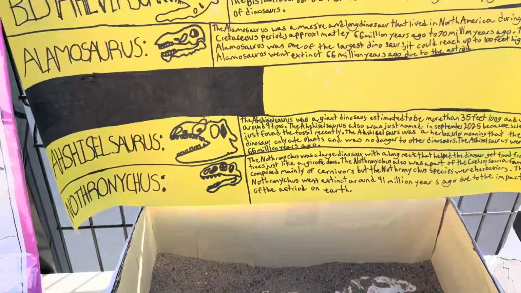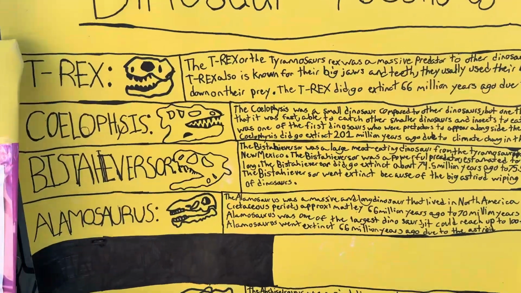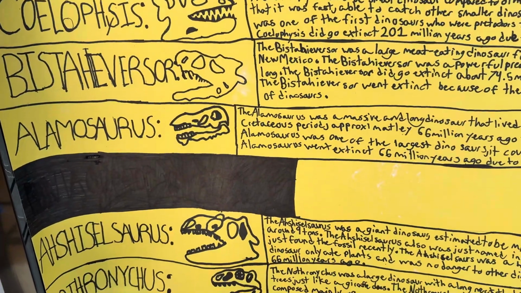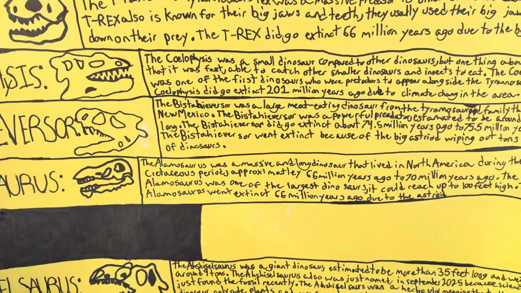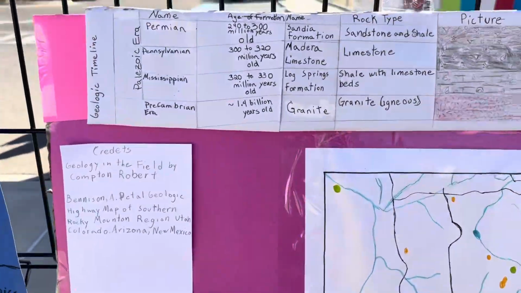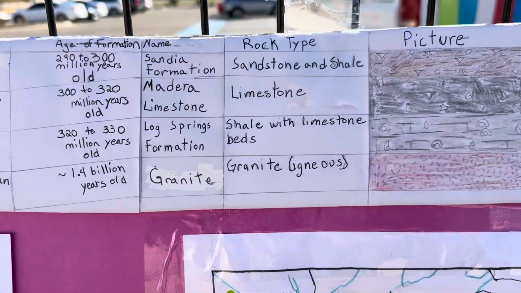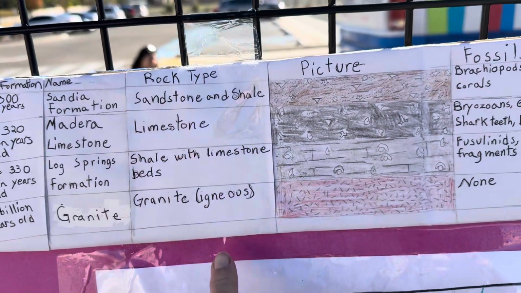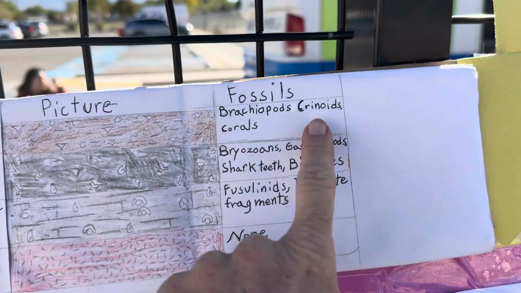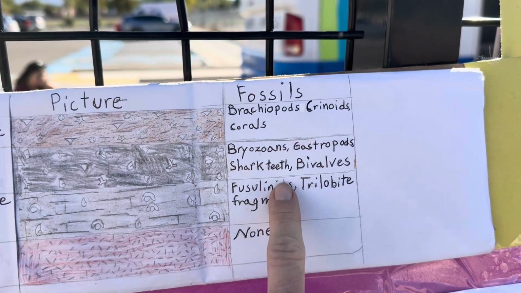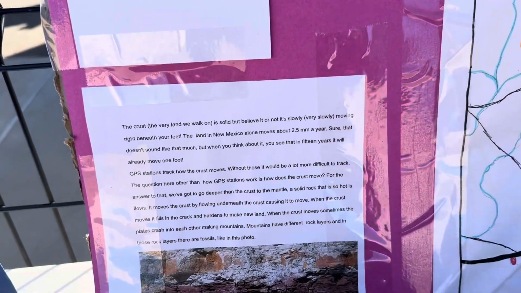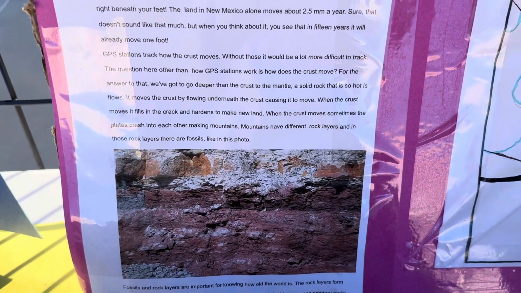And then we have a timeline that goes along with it that matches the fossils that they made. T-Rex, Coelophysis, the Beastie Beast, the Alamosaurus, right? And information about them. This one we have a map of New Mexico, and then we have a geologic timeline with the different rock layers that we find, and the different fossils we find in each. And this shows that we've had a history in the Sandia Mountains of being under a shallow sea, and then an explanation and an image.